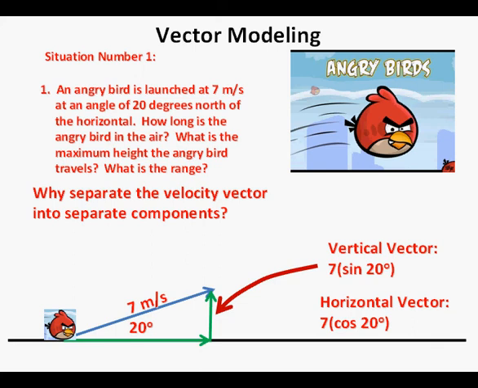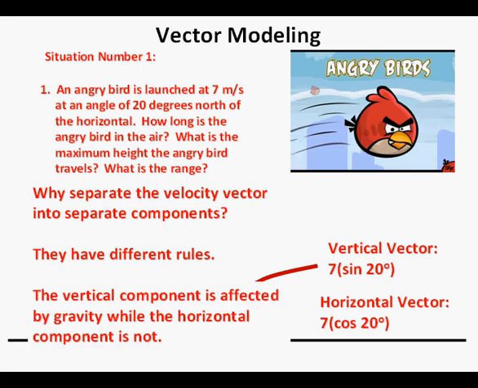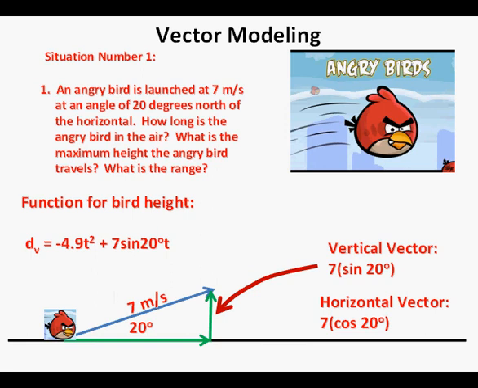Now let's ask ourselves the question, why is it helpful to separate the launching velocity vector into vertical and horizontal components? The reason we do it is that the horizontal and vertical motion operate using different rules. The vertical component has to take into account the force of gravity, while the horizontal component does not.